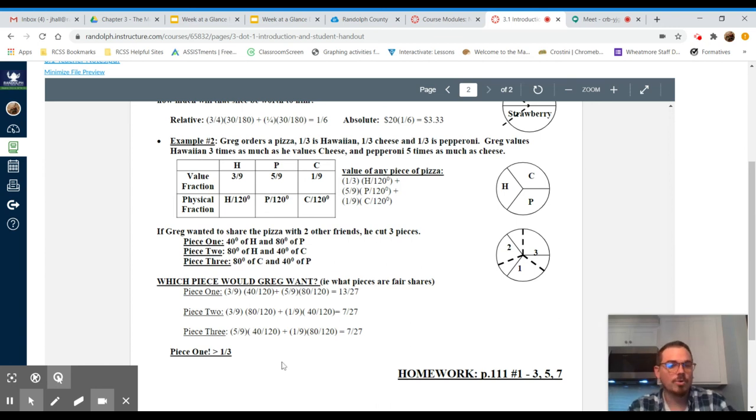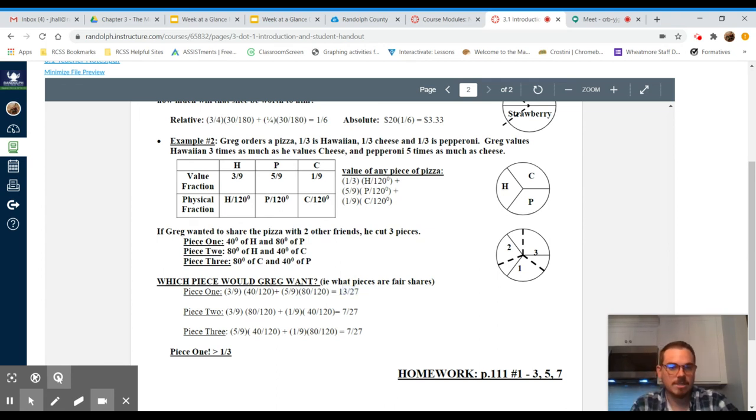So which piece would Greg want because of the way he values everything? Well, piece 1 has Hawaiian, and Hawaiian is 3/9 value to Greg, times 40 out of 120, plus 5/9 because that's pepperoni, times 80 out of 120. So this fraction that we get here is 13 out of 27, right? That's a decent fraction right there. That's almost 50% of what he wants. It's going to be hard to beat that.